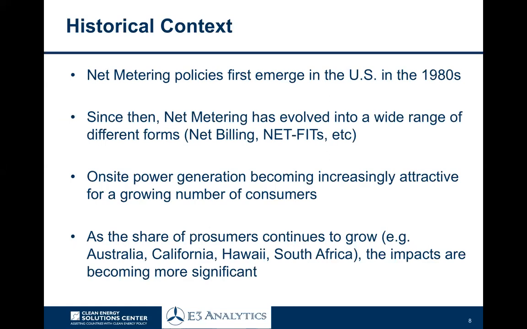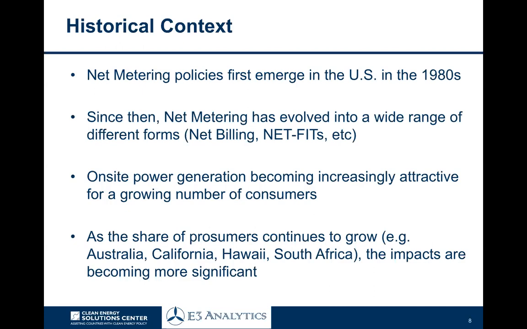So, net metering policies, as you may recall from the training session on net metering, first emerged in the US in the 1980s. And since then, net metering has evolved into a wide range of different forms, some of which are even difficult to categorize under the standard categories: net billing, net fits. We've seen buy all, sell all type policies, and a range of others. So the policy evolution in this space is rapid, and I'm going to attempt in this presentation to synthesize a lot of that material by looking specifically, again, at the payment mechanisms.